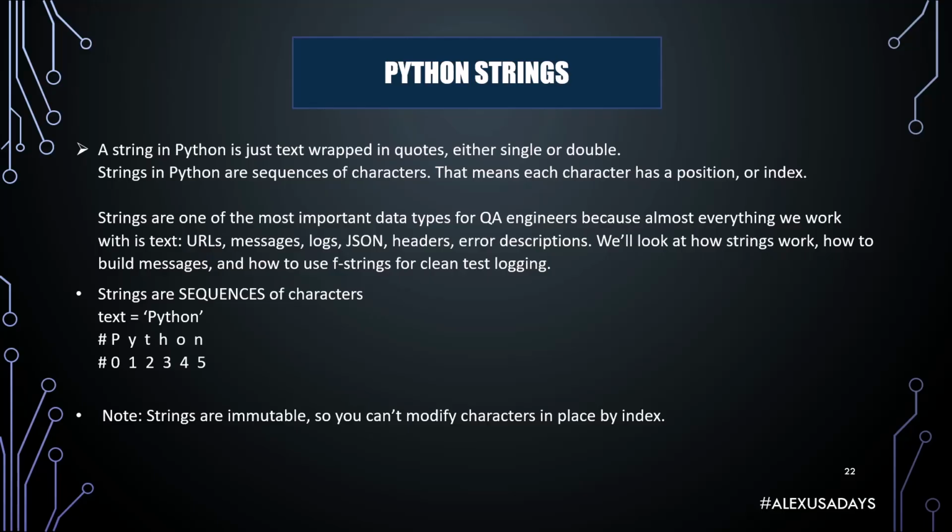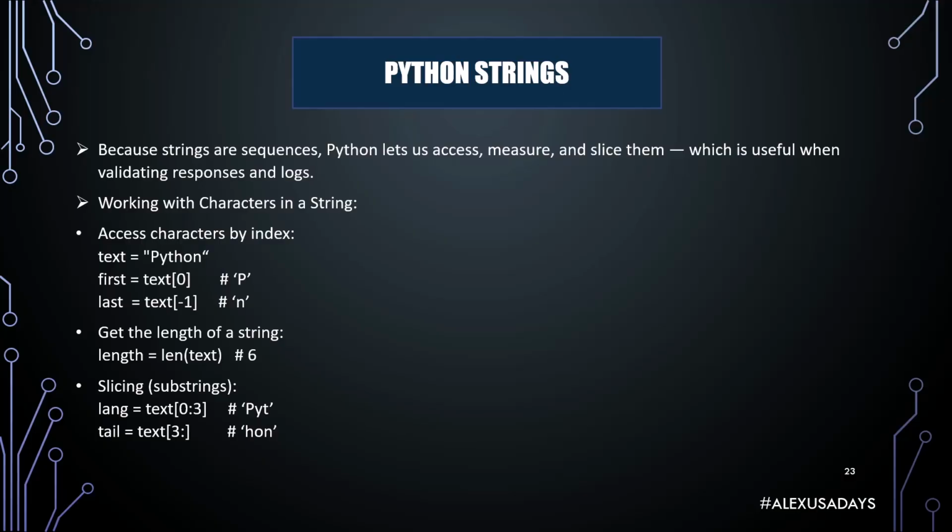So strings are sequences of characters. What does it mean? For example, we grab the word Python and store it in the text variable. Now, each one of those letters has an index assigned. Count starts with 0, so letter P will have index 0, letter Y will have index 1, letter T will have index 2, and so on. Also note that strings are immutable, so you can't modify characters in place by index. You'll get a type error. Because strings are sequences, Python lets us access, measure, and slice them, which is useful when validating responses and logs.